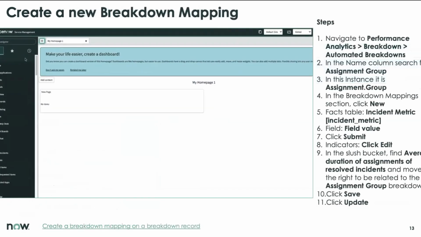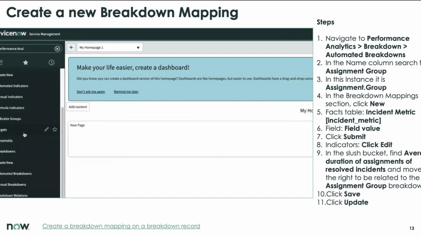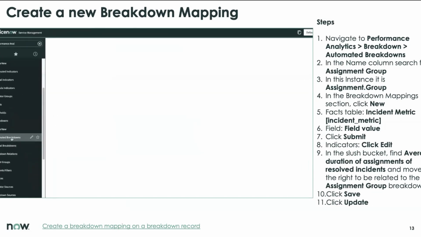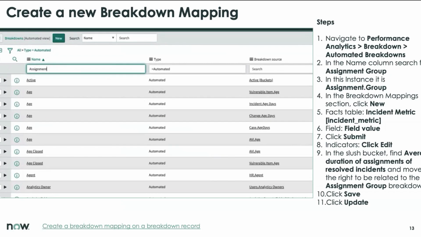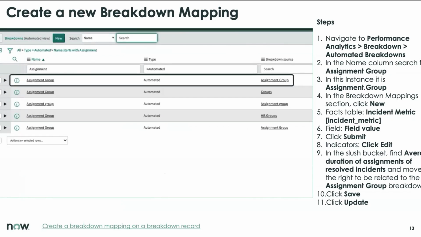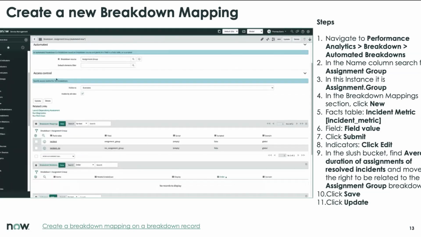So the next thing I want to do is add a breakdown mapping to an existing breakdown. So listen, if you need to create a new breakdown, then by all means create that. But again, go and search and see if something's out there. And this is a lot of demo data. That's why you see so many assignment groups here. But I know that it's going to be the first one that I have.